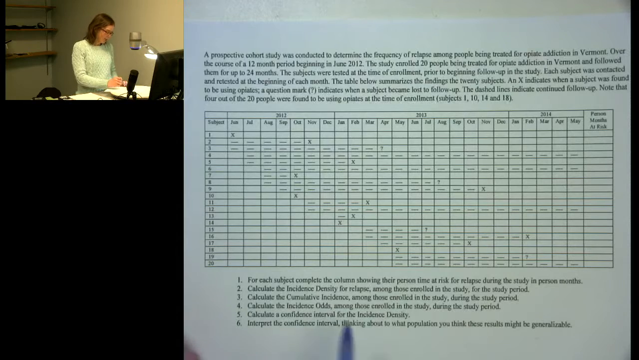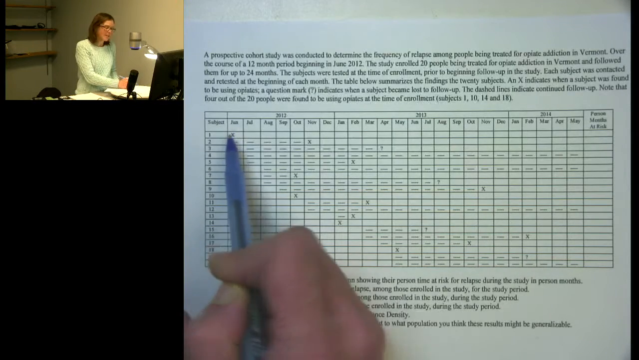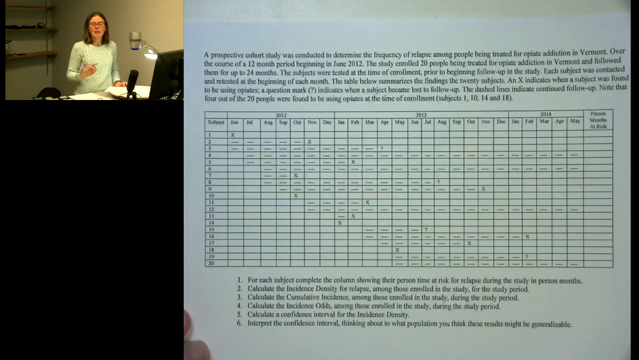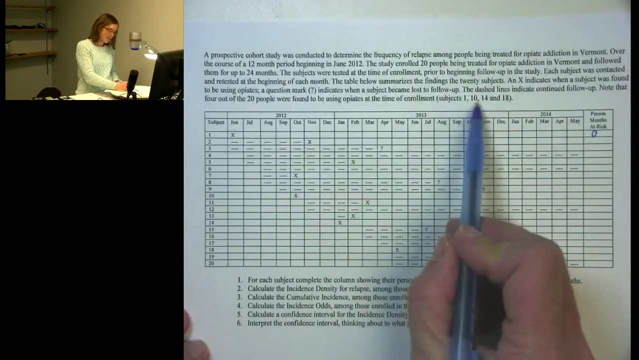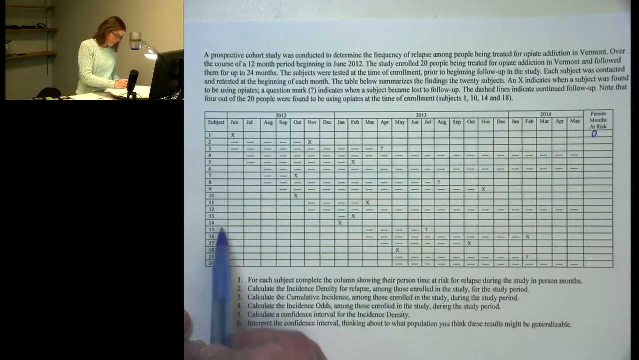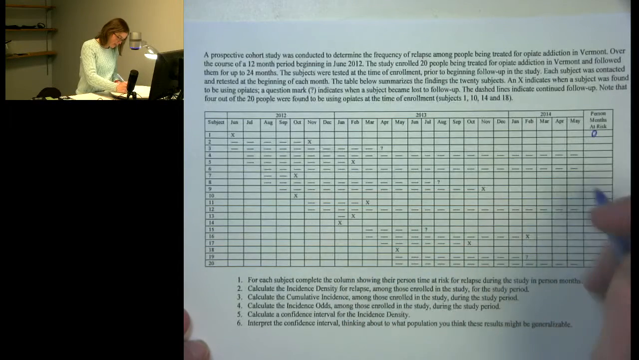So the first thing we're going to do is, for each subject, complete this column at the right and figure out how many person months they were at risk of relapse during the study. Now remember that in order to be at risk for relapse, someone needs to be free of using opiates at the start. So for subject 1, since they were using opiates, there was no time when they were at risk for relapse because they had essentially already relapsed. So subject 1 has no person months at risk, and this will be true for subjects 10, 14, and 18 also. These subjects are not at risk during their follow-up because they were found to be already using opiates.